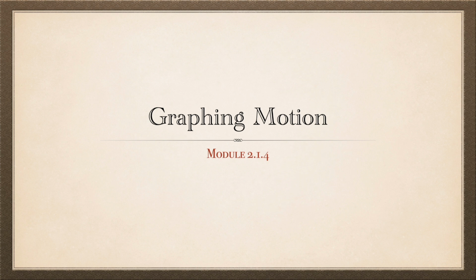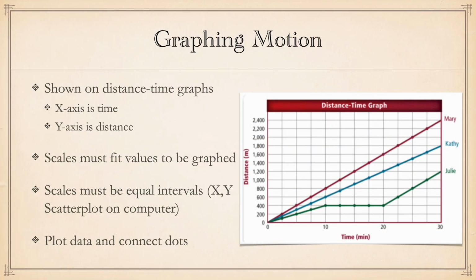Graphing motion. So motion is graphed using distance time graphs. So we have our time on the x-axis, and we have our distance up here on the y-axis.